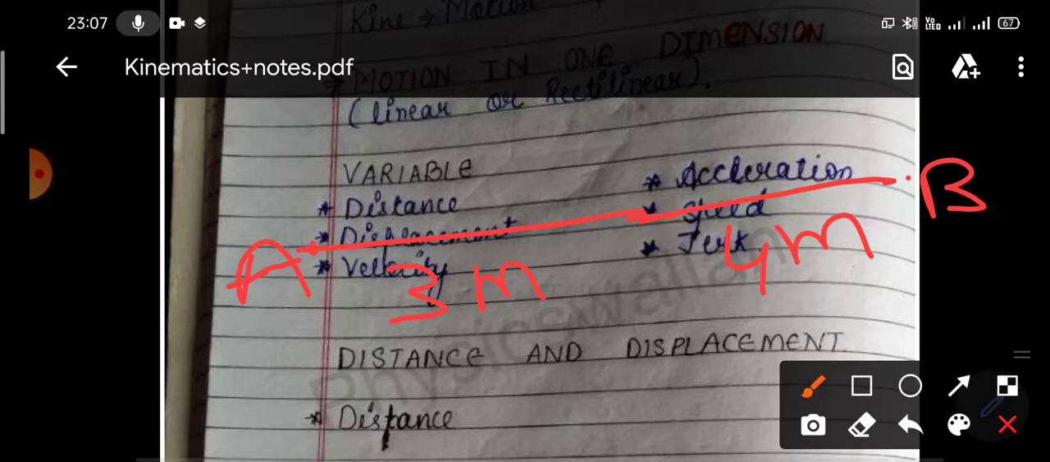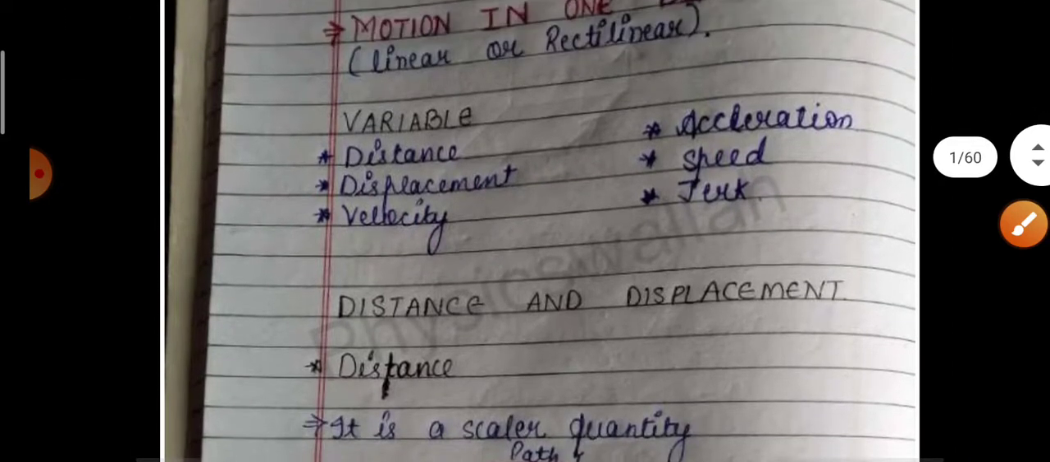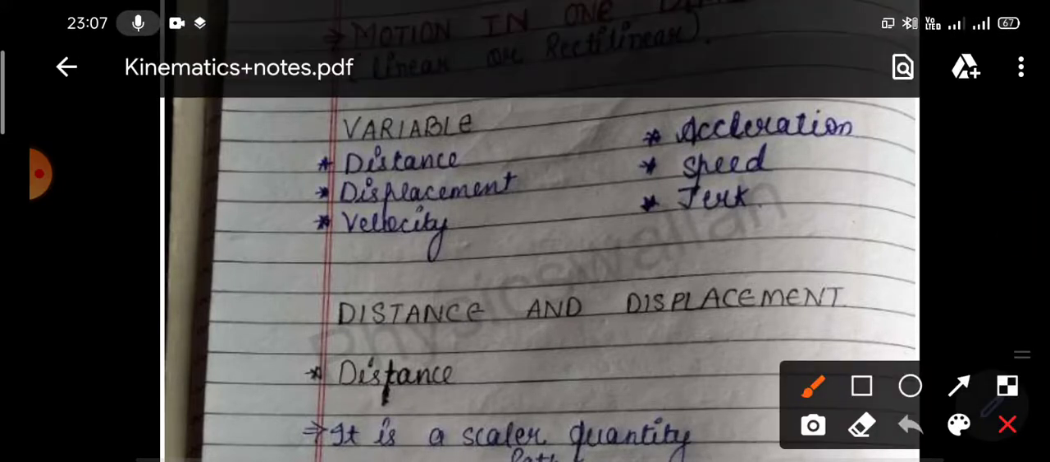So what is displacement? Displacement is the shortest distance between the initial position and the final position. Suppose you have started from point A and you cover 3 meter distance in one direction and then 4 meter distance in the north direction. So this is your point B. Which one is your displacement? This AB length is your displacement because this is the shortest distance.